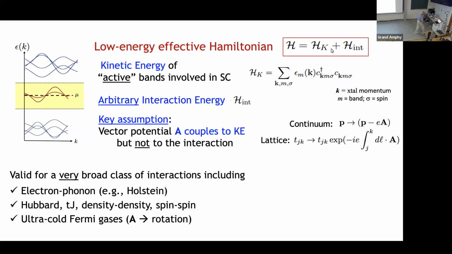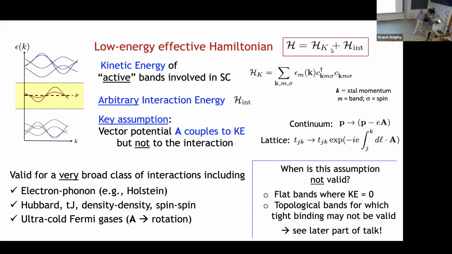Let me state immediately what they are. First, people are thinking about flat band superconductivity. But a flat band means you have no kinetic energy. If you have no kinetic energy, then you can't say the vector potential couples to it. So this assumption would fail. Second, if your bands are topological, then you cannot write down a simple tight binding model just for those bands, because topology acts as an obstruction to getting exponentially localized Wannier functions. These are very important exceptions, but maybe there are two or three experimentally relevant superconductors where they might be valid. In the second half of my talk, I will come to that.